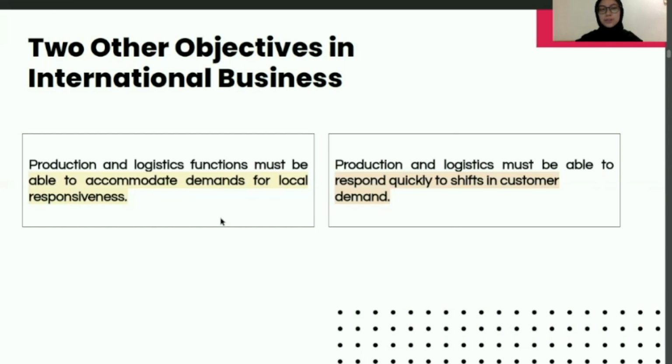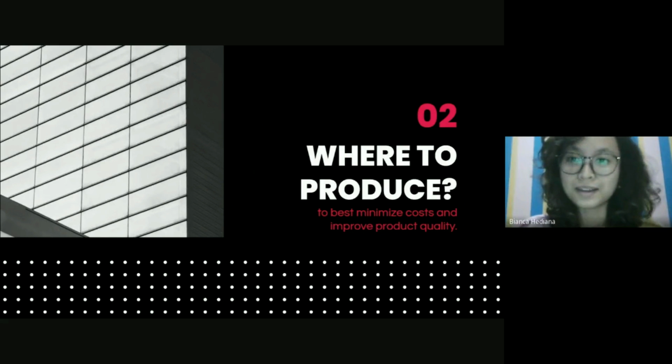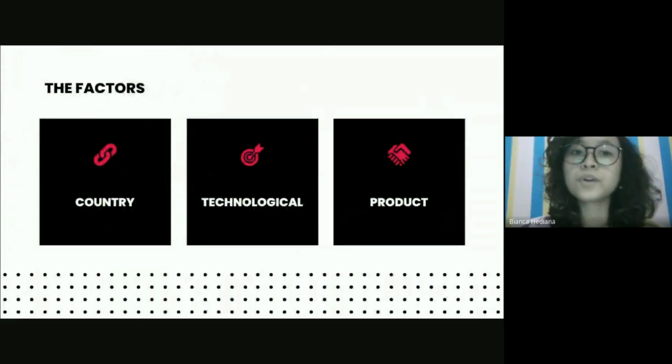Hello friends, my name is Bianca and I'm going to continue the presentation to talk about where to produce. An essential decision facing an international firm is where to locate its production activities to, first, best minimize costs and second, improve product quality. So, for the firm contemplating international production, a number of factors must be considered. There are three factors here. First is country factors, second is technological factors, and third is product factors. Me and Tara are going to present each factor.